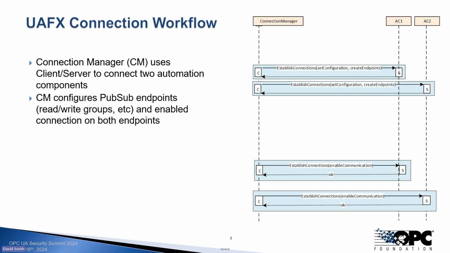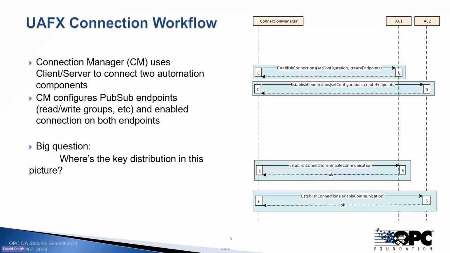The connection manager, using the methods available to it, the methods created for UAFX are the established connection methods, and the various functions inside of it create, configure, and validate the configuration between two different automation components. And then they tell the connection that it should be enabled and start to publish data. This being an integration of PubSub security into UAFX, I guess the big question is, where is the key distribution in this picture? We'll get there.